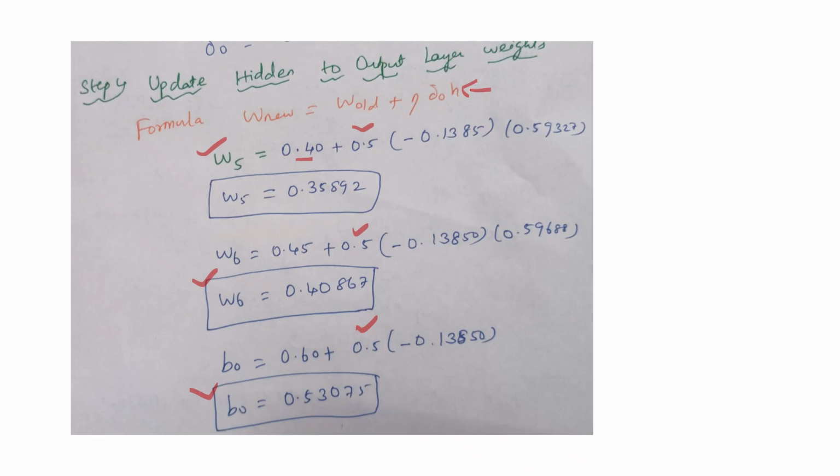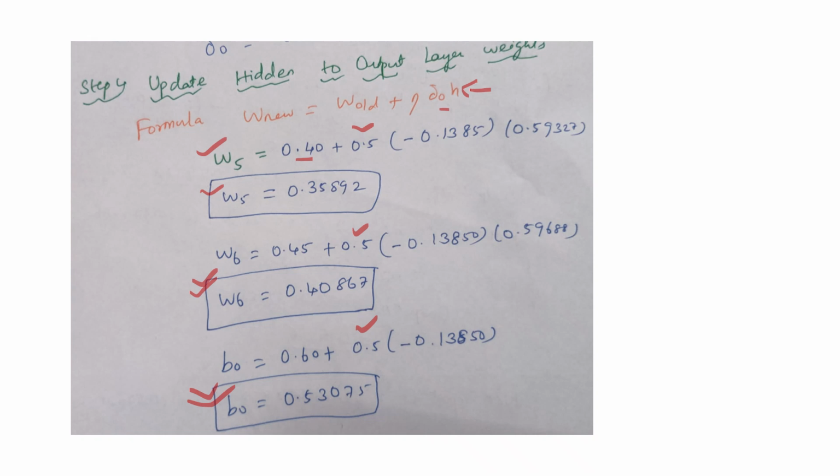This del naught we have calculated in the previous step, so it is the same value, 0.1385. And this H is nothing but the hidden layer output. For hidden layer 1, this is the output; for hidden layer 2, this is the output; for bias, 0.60. As per the formula, we apply these values, and we receive the revised weight W5, revised weight W6, and revised bias B0.